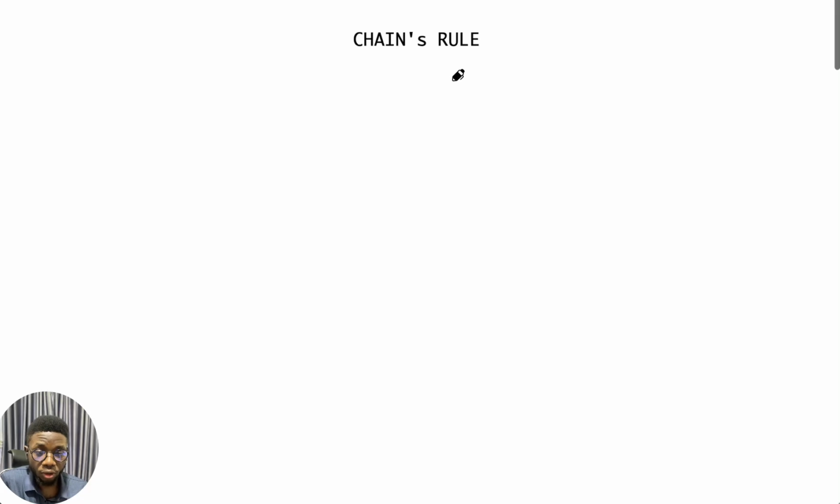In this video, I'm going to be showing you when to use the chain rule and how to apply it. The first thing we need to know is that if you want to use the chain rule, then your function must be of this nature. You must have a composite function, that is, y equals something of the nature f of g of x.